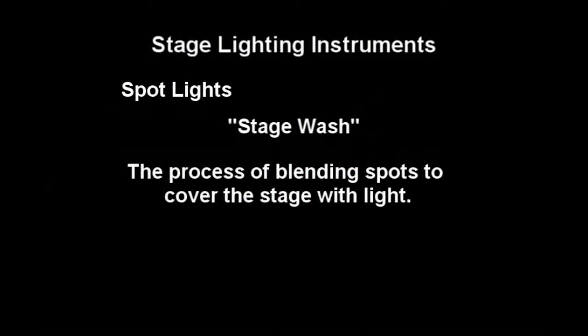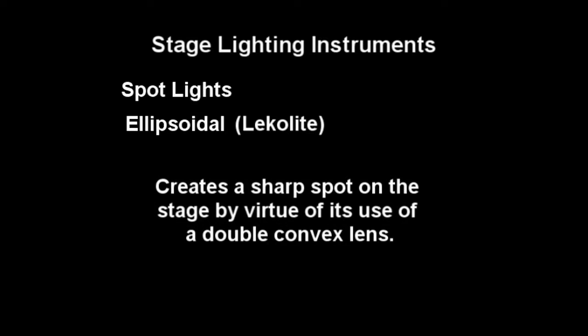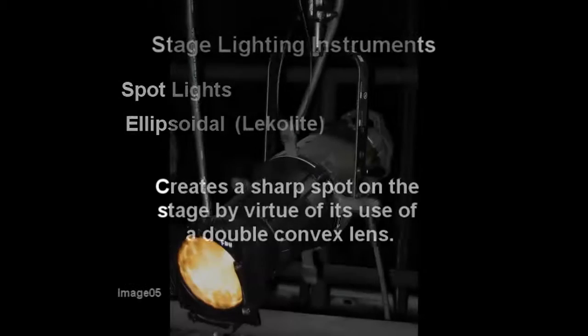The manner of spot that a spotlight creates is determined by the lens that it utilizes. The two most common spotlights for the theater are the ellipsoidal spotlight and the Fresnel spotlight. The ellipsoidal spotlight, or leucolight as it's sometimes referred, creates a sharp spot on the stage. The ellipsoidal does this by means of a double convex lens.